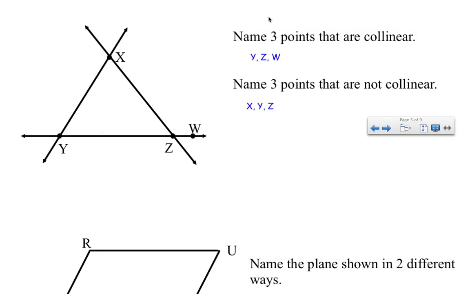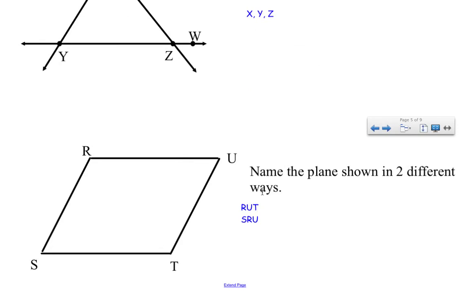The example of 3 points that are not collinear, you could have said y, z, x. There's a lot of different options on that. Plane shown in 2, as long as the points are not collinear. You can't have 3 collinear points and name a plane.